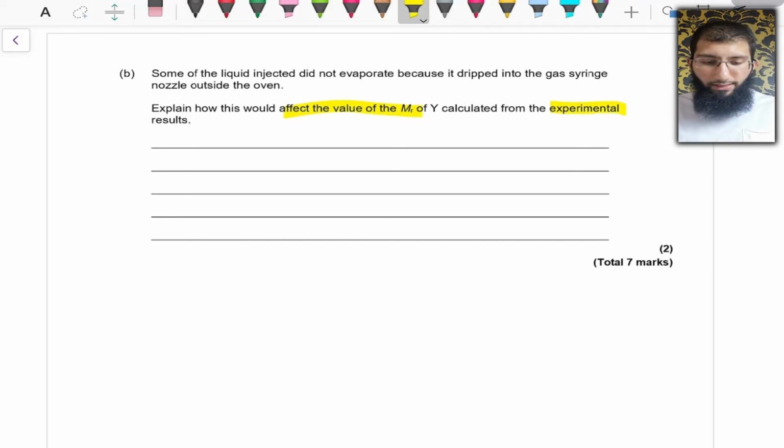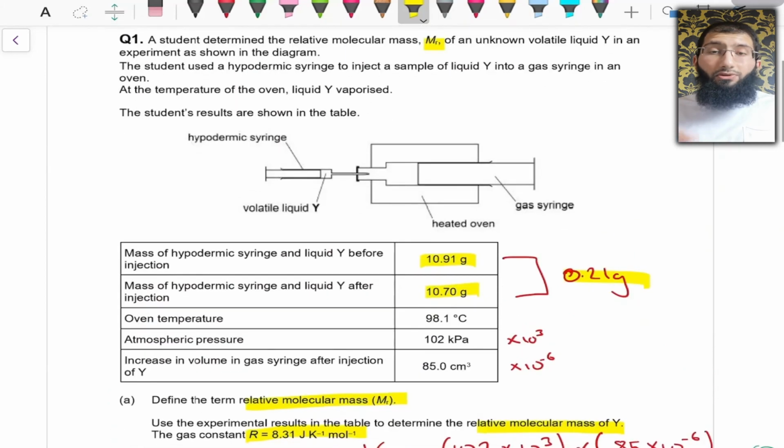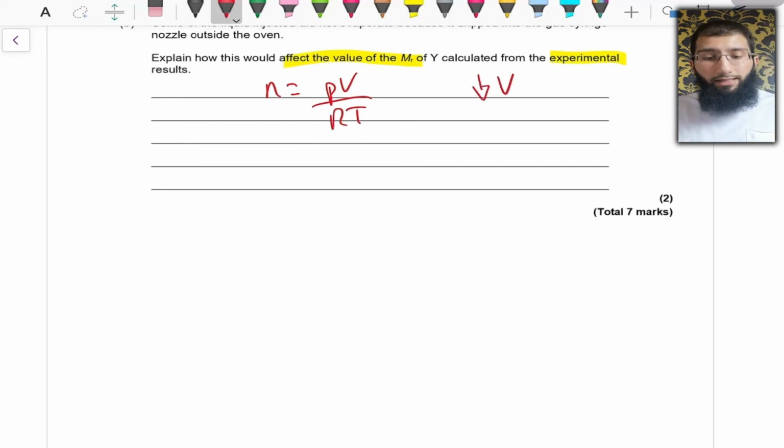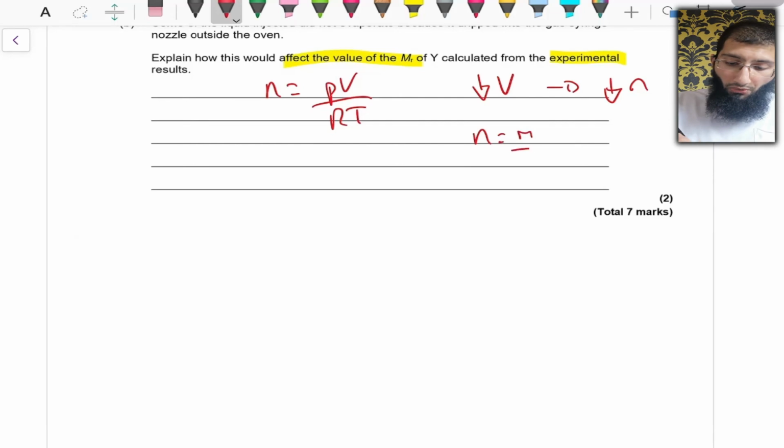Well, we have to consider this. If some of the volatile liquid dripped outside of the gas syringe, then that means the volume of gas collected in the gas syringe is going to be lower. If the volume collected in the gas syringe is going to be lower, and we know that n is equal to PV over RT, if V decreases, that's the volume in the gas syringe, then therefore n, the moles, will also decrease.